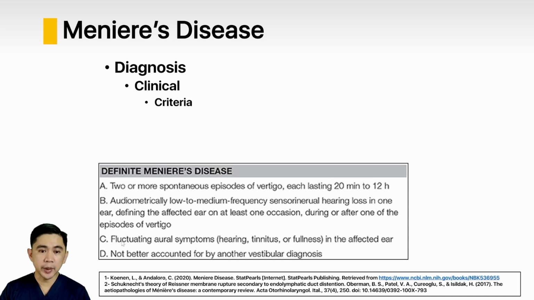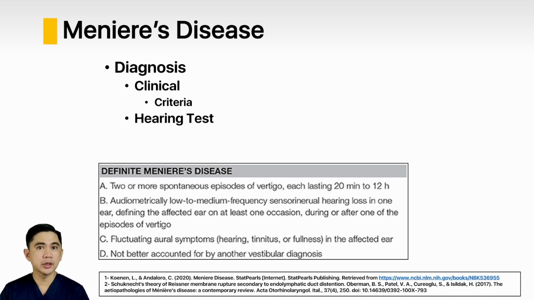The third is fluctuating aural symptoms: hearing, tinnitus, or fullness in the affected ear. And lastly, it is not better accounted for by another vestibular diagnosis. So if your patient fits this criteria, probably your patient has Meniere's disease.